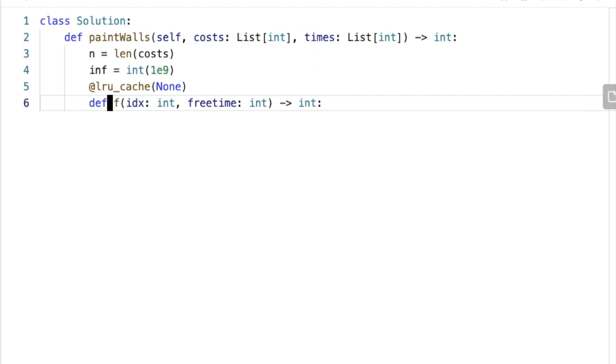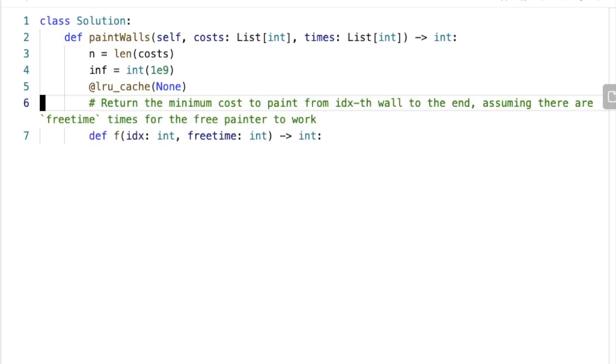So as I mentioned before, this f index is just the wall starting at this index, and the free time is basically the time that the paid painter already occupied. So we can use this free time to ask the free worker to work. Basically, this function will return the minimum cost to paint from the ith index all the way to the end, assuming there are free times for the free painter to work.